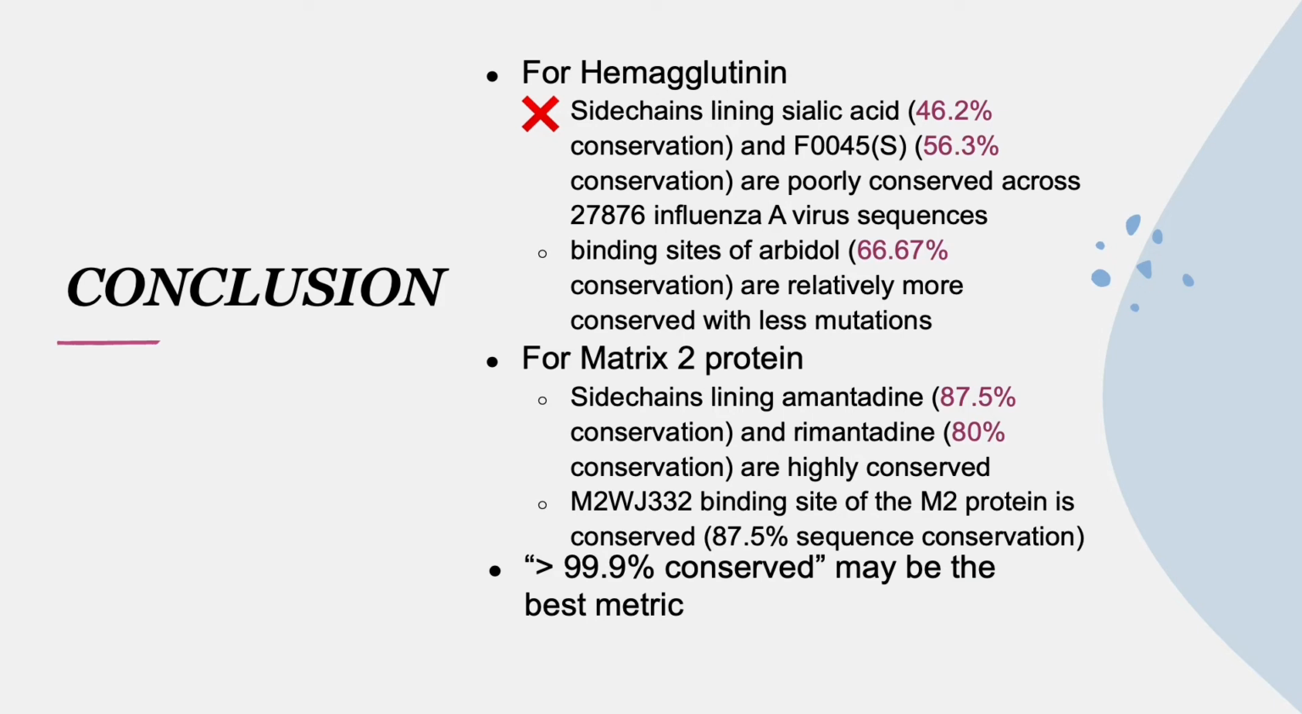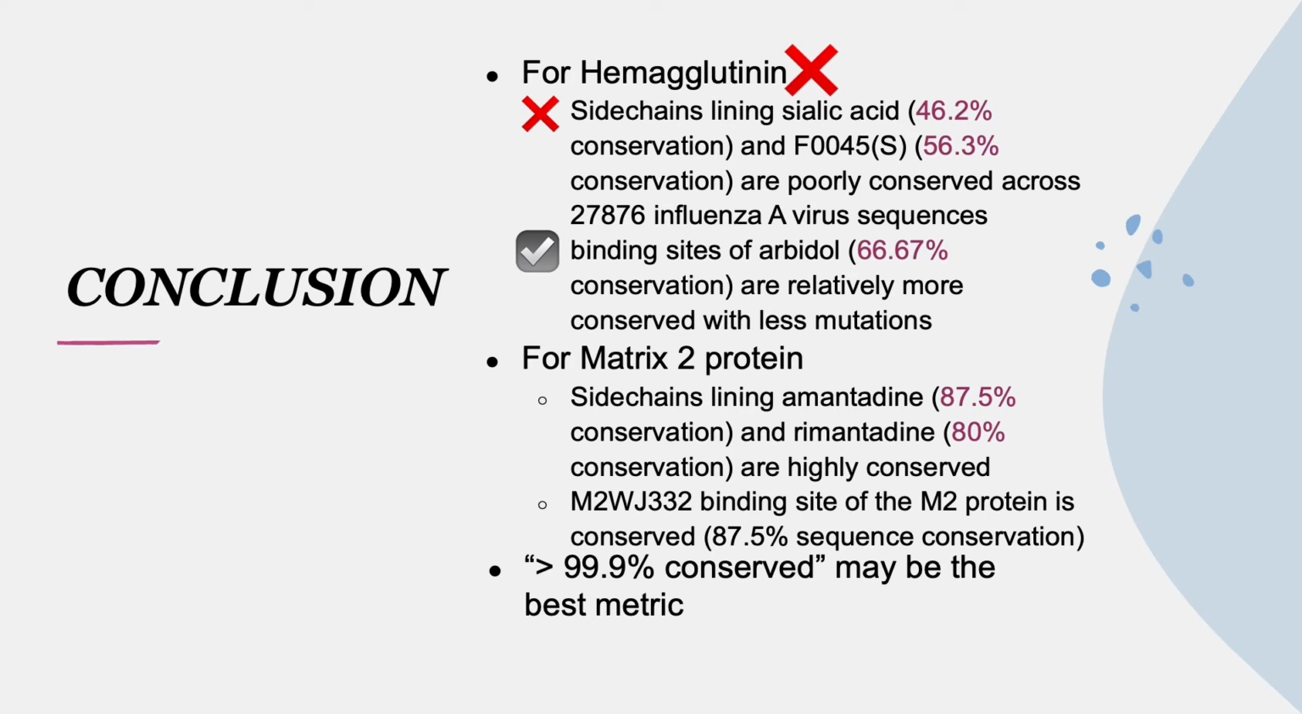While the binding site of Arbidol is relatively more conserved with fewer mutations than that of sialic acid and F045, with 66.7% conservation across the influenza A virus sequences, which is a better candidate site among these 3 pockets for the development of antiviral drugs against influenza A, the pockets of HA ligands analyzed in this study are not ideal therapeutic targets compared with other proteins in influenza A virus.